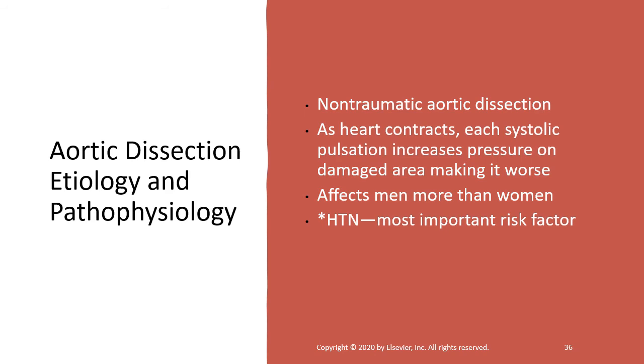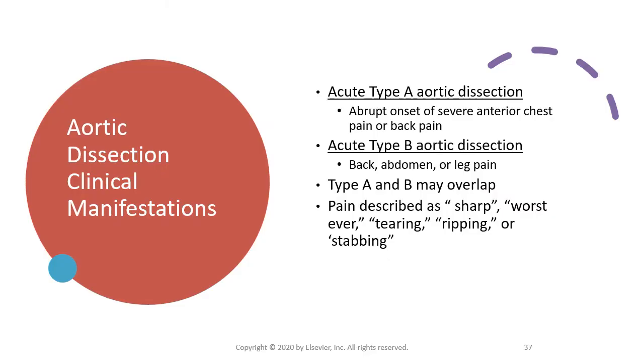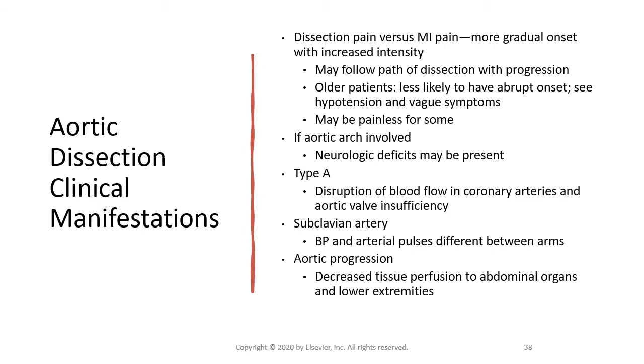About 80% of patients with acute type A aortic dissections report an abrupt onset of severe anterior chest or back pain. Patients with acute type B aortic dissections are more likely to report pain in their back, abdomen, or legs. Pain location may overlap between type A and type B dissections. The pain may be described as sharp and worst ever, or as tearing, ripping, or stabbing. Dissection pain can be distinguished from MI pain, which is more gradual in onset and has increasing intensity. As the dissection progresses, pain may follow the path of the dissection.